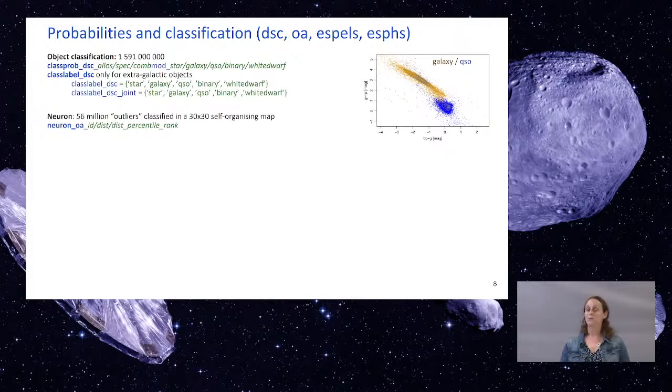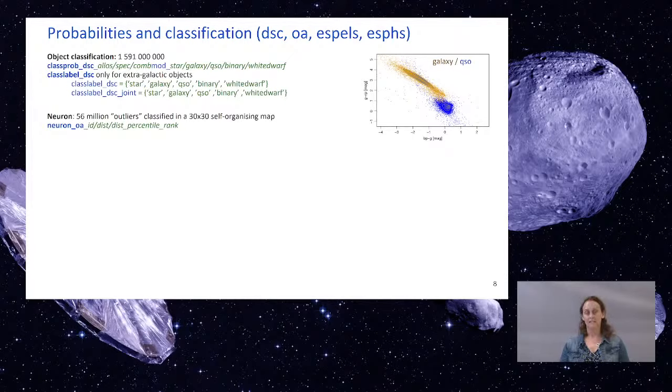Now, in the extragalactic tables there is also a class label. This will say if it is a quasar or a galaxy, and there is a second class label called joint, which is a much higher purity of being in that table.